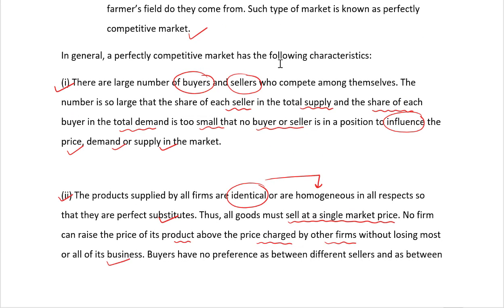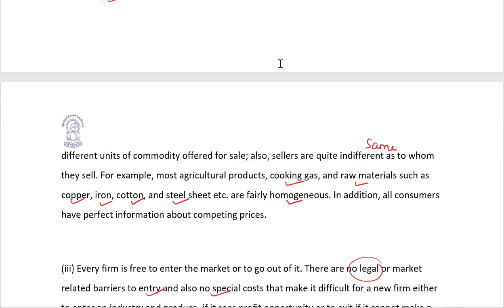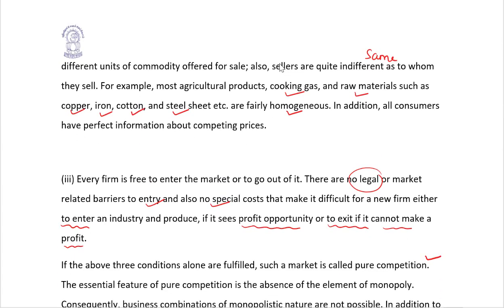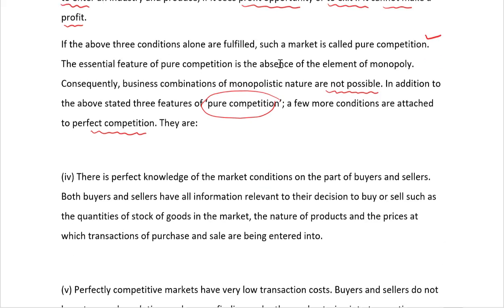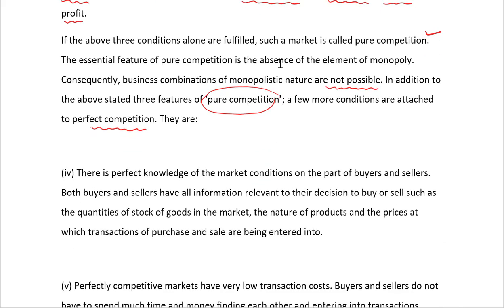So my dear students, pure competition has three features. Number one, there are a large number of buyers and a large number of sellers. Number two, the product supplied by all the firms is homogeneous, or identical. Number three, free entry and exit from the market. Apart from these three features, there are some additional features of perfect competition.